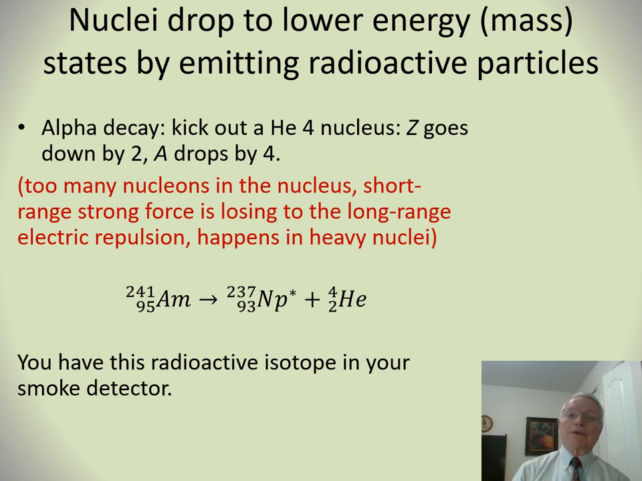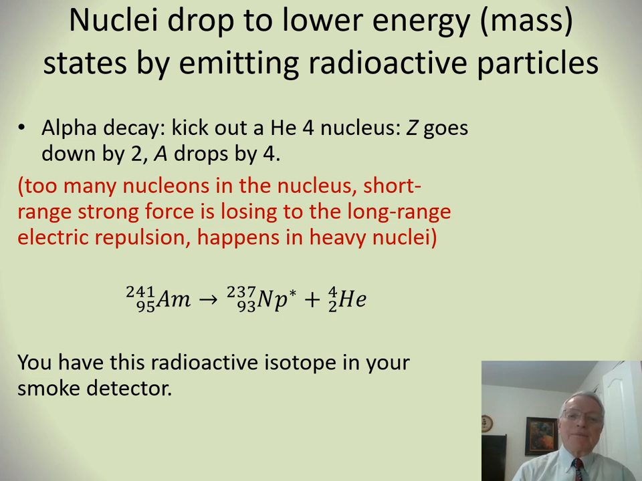Another way nuclei can drop to lower energy states by emitting radioactive particles is that they can kick out an alpha particle. An alpha particle is a fully intact helium-4 nucleus. The helium-4 nucleus, two protons, two neutrons, is just magically stable. It's a combination of nucleons that just really like to be together. And when you kick out a helium-4 nucleus, it causes the Z number, the proton count, to go down by two, and the A drops by four because two neutrons went out there too.